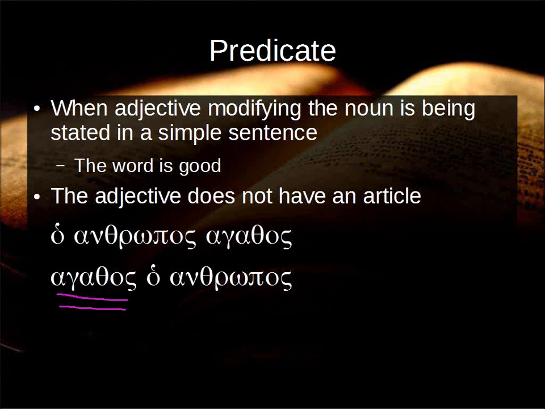So in this particular example, the noun is first with its definite article, but the key here is that the adjective, which I'll underline again, does not have it. It does not have the definite article, okay? And so that is the way that we identify between the attributive and the predicate. In the predicate, the adjective does not have a definite article. In the attributive, it does, okay? Questions about that?